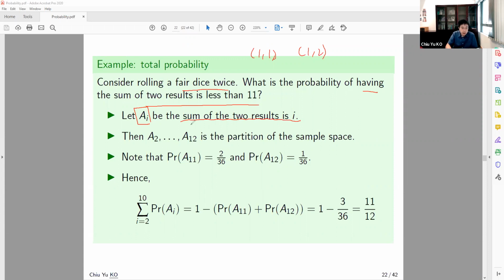Now, you know the outcome of the sum only ranges from 2 to 12. The minimum is 2, which comes from 1 and 1, and the maximum is 12, which comes from 6 and 6.